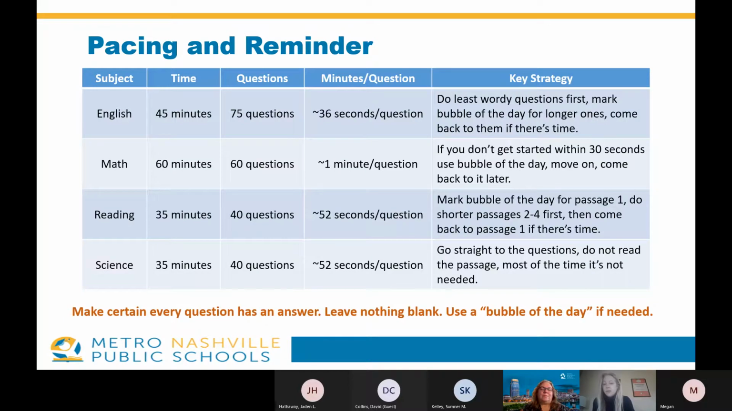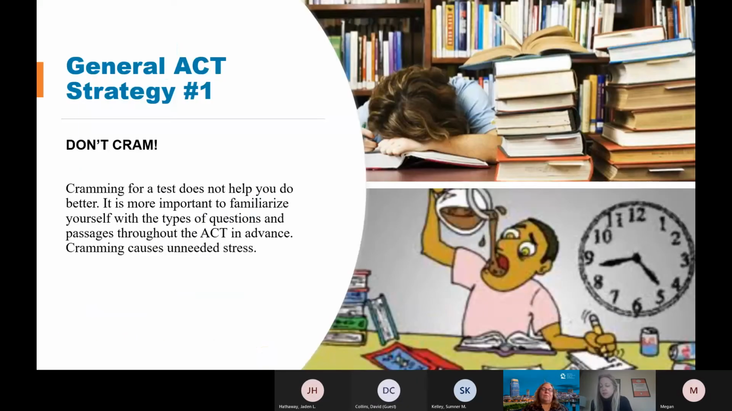Okay, so make certain that every question has an answer. Leave nothing blank. Use a bubble of the day. Okay, so I'm going to get into general strategies over the entire test.